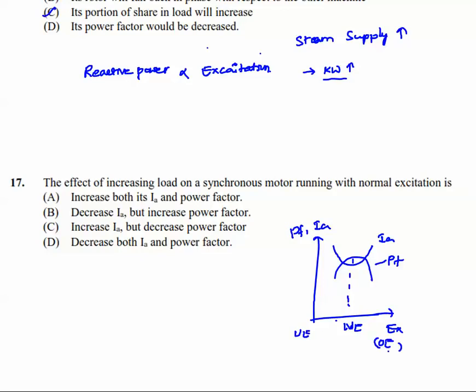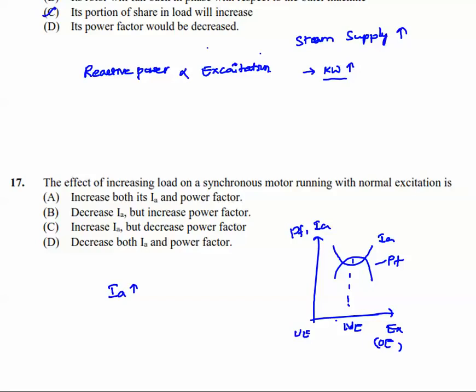What is happening here if there is an effect of increasing load? That means simply we are increasing the IA load on the synchronous motor while running with normal excitation. So normal excitation is somewhere here.